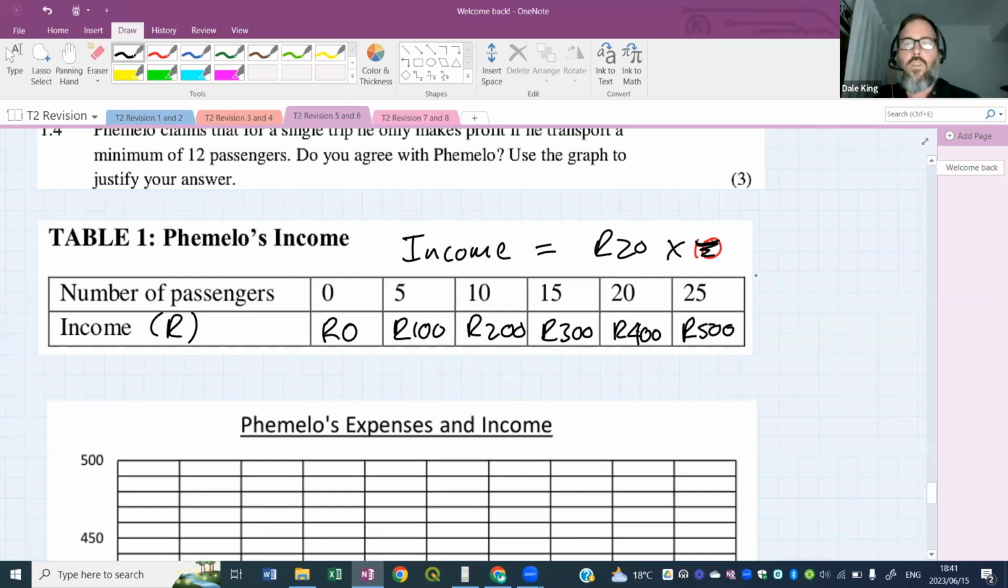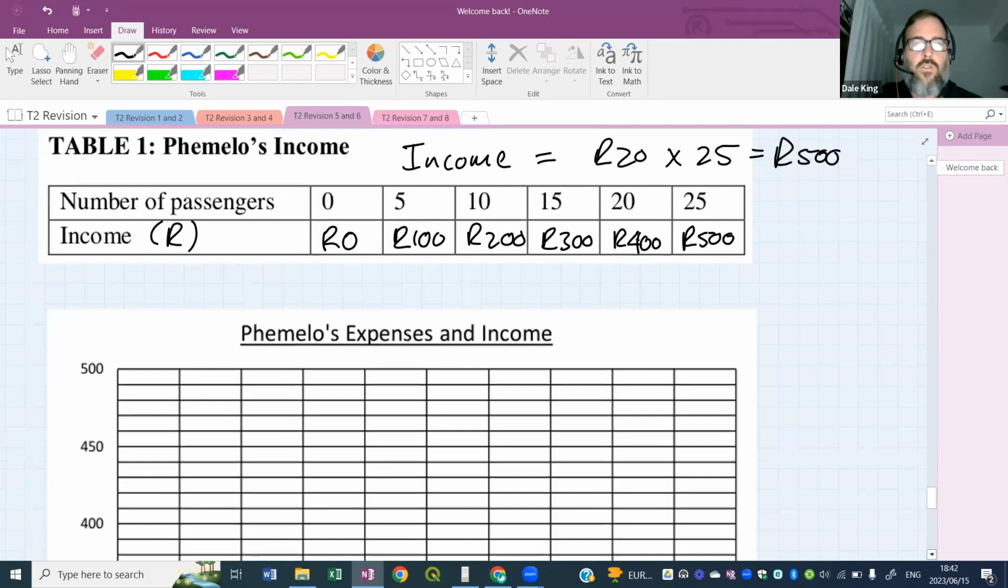All right. So we can use this formula and put in place of the P any number of passengers that we want, and then we can work out the income in rands. That's the cool thing about a formula, is that you can replace the letter or the words that you've put there with any number you want, and you can get a cost. All right. Now they want us to plot this.